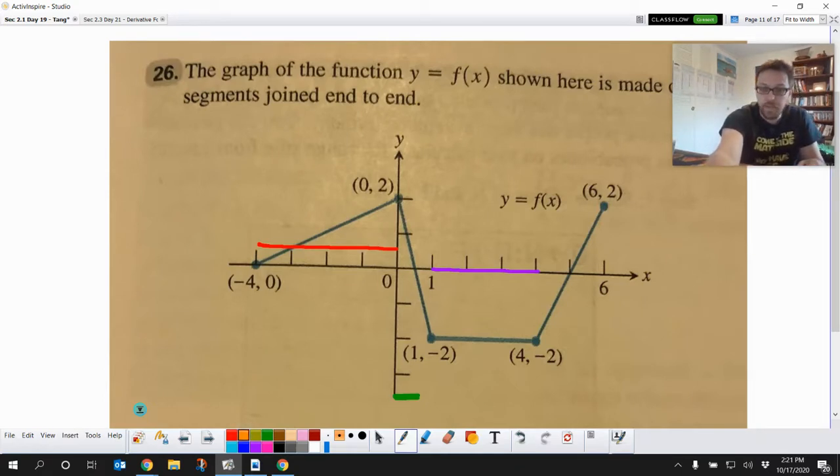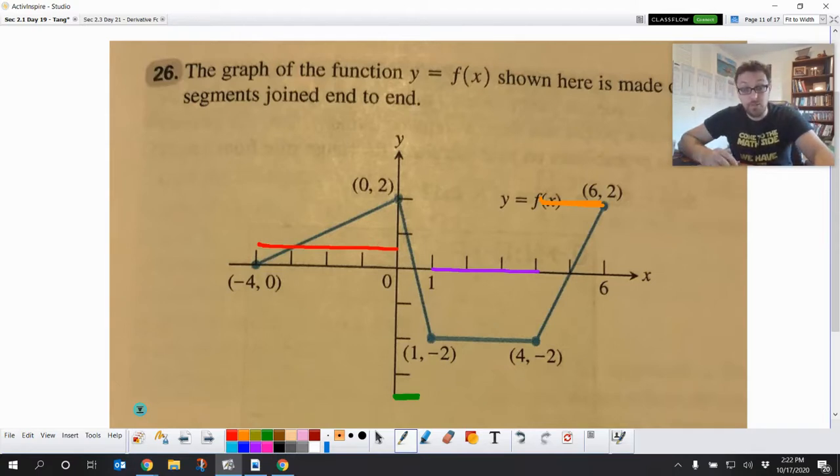Finally, we've got our slope here. It looks like it's going up 2 over 1, up 2 over 1. So we've got a slope of 2. It's got a slope of 2 the whole time. So in this whole chunk right here, those 4 colored pieces combined together are the slope of the tangent line at all those points, and it represents the graph of f prime of x.